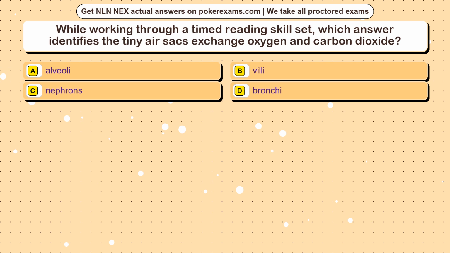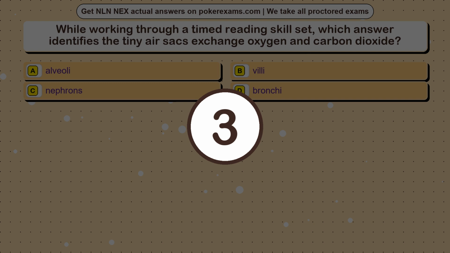Question 8. While working through a timed reading skill set, which answer identifies the tiny air sacs that exchange oxygen and carbon dioxide? Option A, alveoli. Option B, villi. Option C, nephrons. Option D, bronchi.